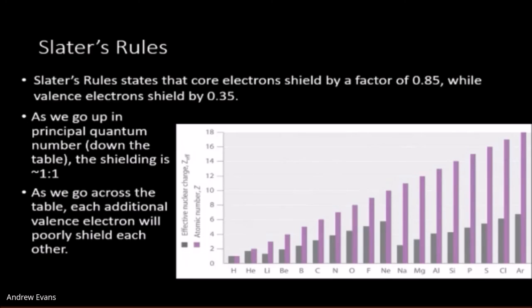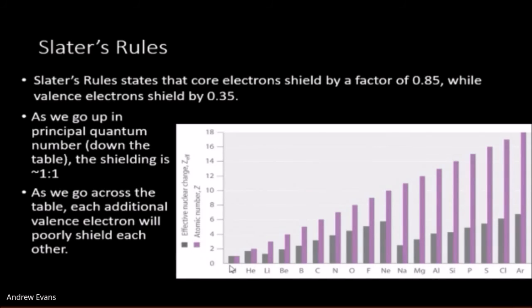So we see as we go across within a valence level, the Z effective jumps up precipitously. However, when we go down a row, the Z effective only goes up a bit because we're adding another shell, another set of core electrons, and starting a new valence level. So essentially, as we go up in principal quantum number, as we go down, the shielding is approximately 1-to-1. But as we go across the table, each additional valence electron will poorly shield.